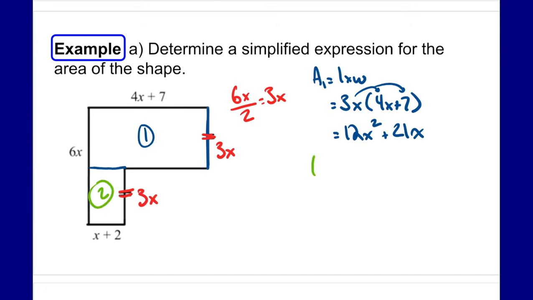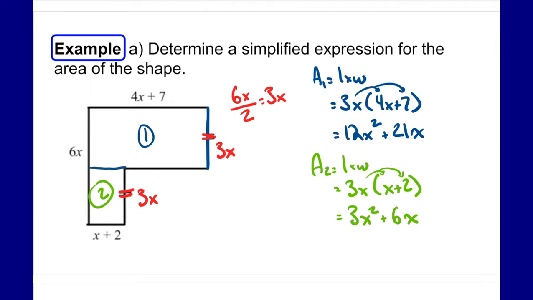For the second one, again, it's length times width. Here we have 3x again, multiplied by x plus 2. So slightly easier than the last one. We're still distributing. 3x times x is 3x squared. 3x times 2 is plus 6x.